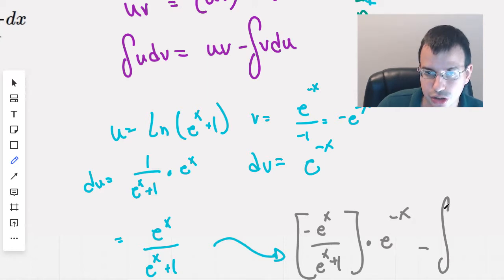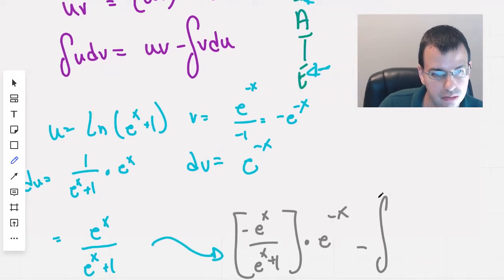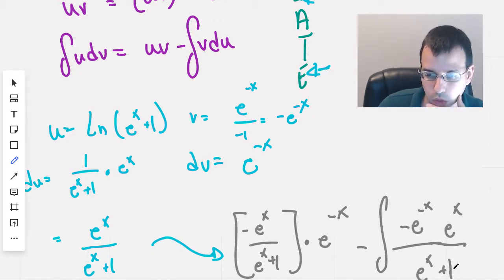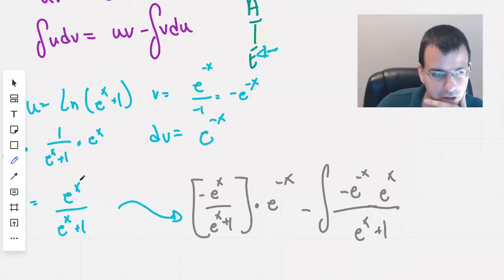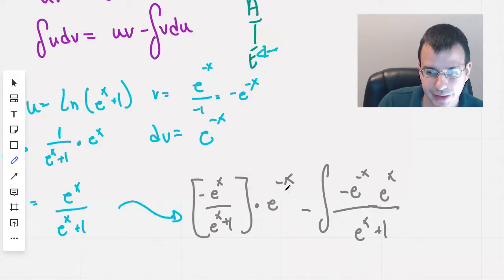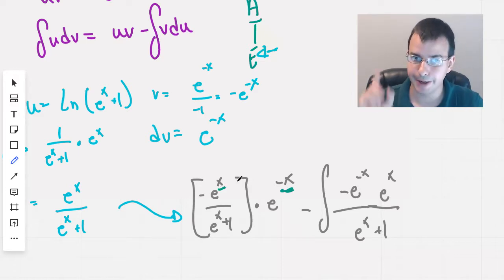Minus the integral of v du, negative e to the negative x over e to the x plus 1, times e to the x. Okay, so then we multiply e to the x by e to the minus x, we add the exponents.